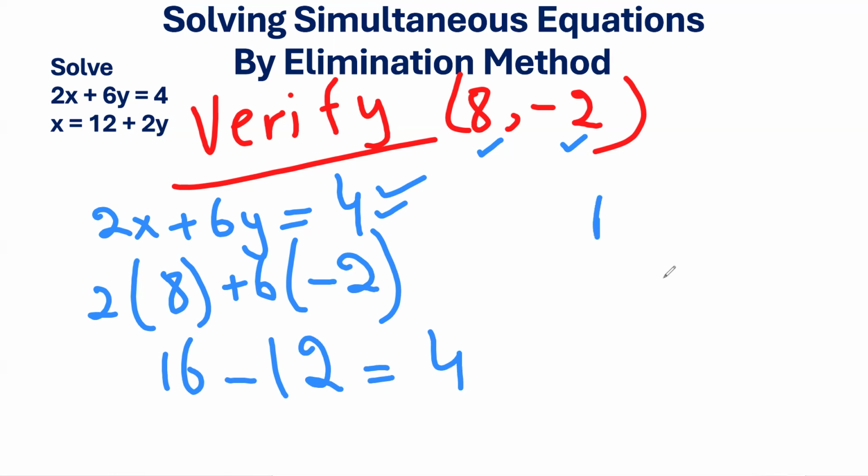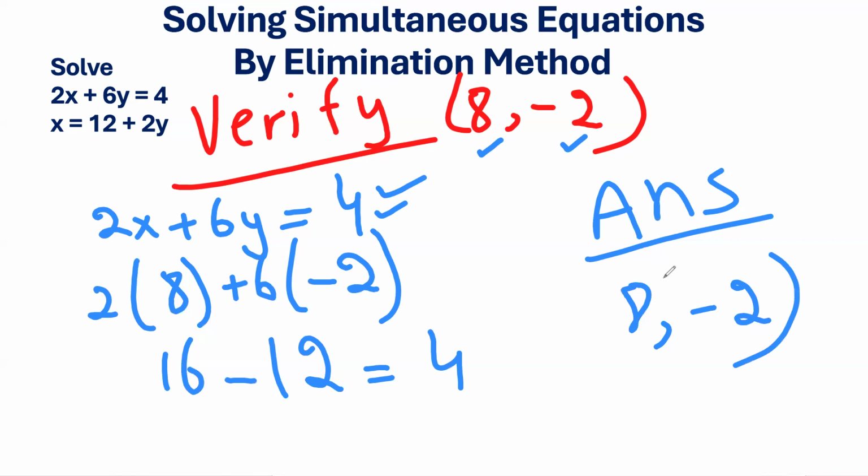And what is the answer? We are done by elimination method. The answer is 8, comma, -2. And you have verified also, it means our answer is 100% correct. So we are done simultaneous equation by elimination method. Let's see the other question by elimination method.